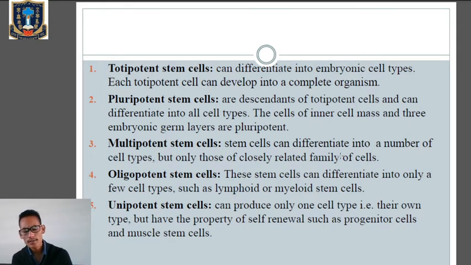Already in the chapter on fertilization of human beings, we have learnt about terms like what is morula. Okay, we have learnt about the embryonic cells, all those things. So totipotent cells can differentiate into embryonic cell types.